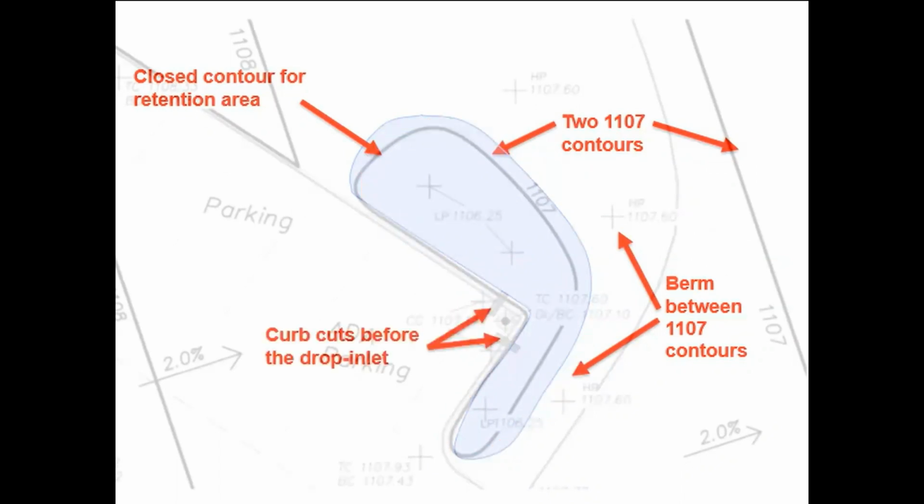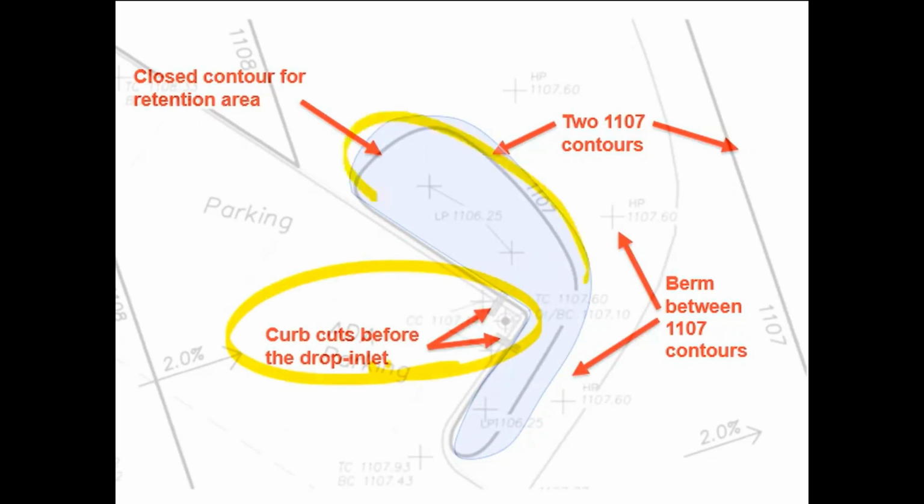So these are the four basic parts that we always have to have in one of these systems. Start with, we have our curb cuts. Our curb cuts allow water into the system. We have a closed contour that may be running right along the back of the curb, as you know, and that is our containment system.